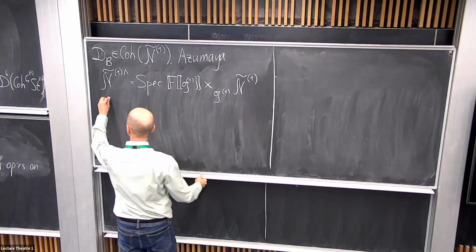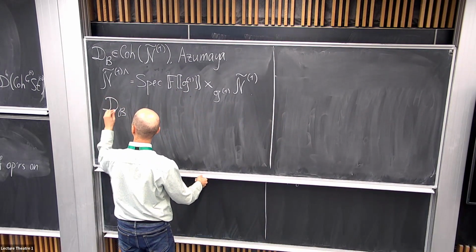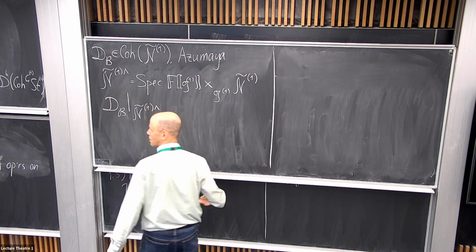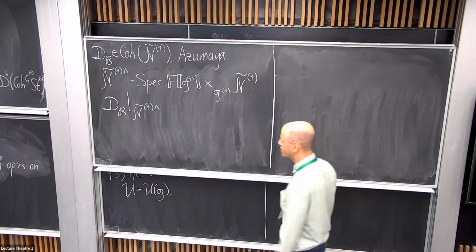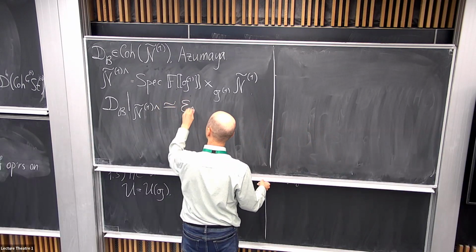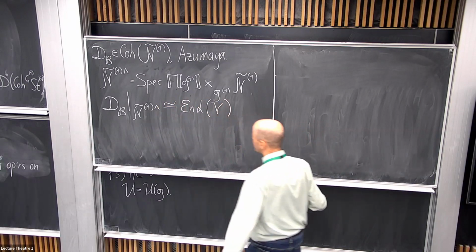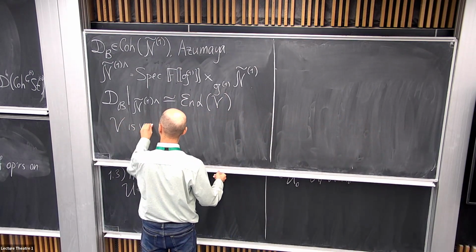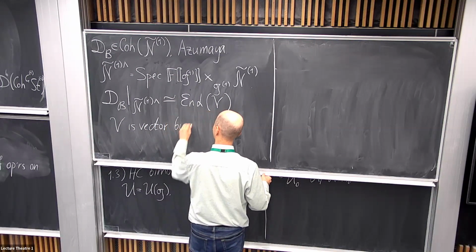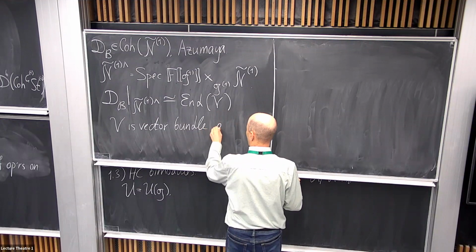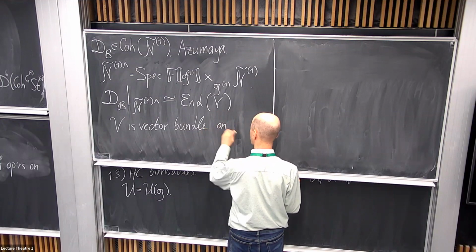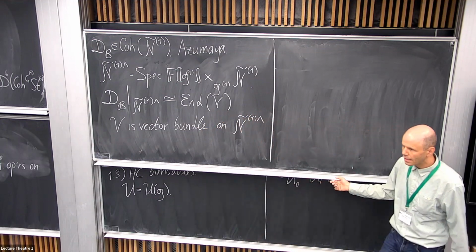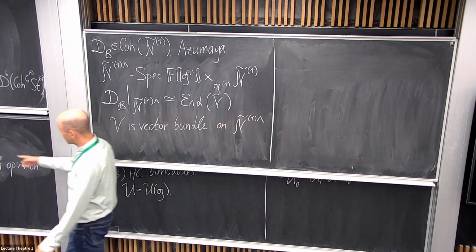And then I can just restrict this D of B to the small neighborhood. And it turns out that it splits. It's now isomorphic to the endomorphism algebra of some vector bundle. So V is a vector bundle on n tilde 1 wedge. And then comes the part about this T0.